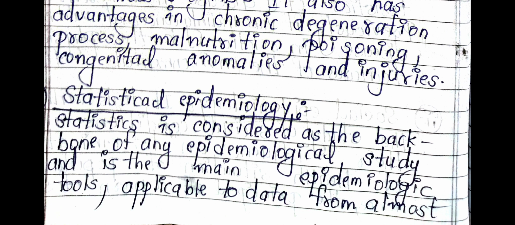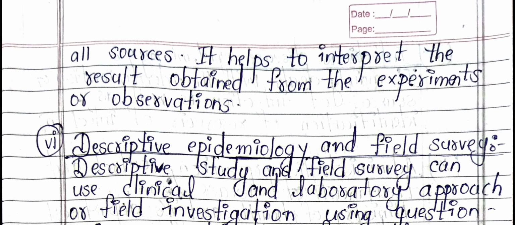Statistical epidemiology. Statistics is considered the backbone of any epidemiological study and is the main epidemiological tool applicable to data from almost all sources. It also helps to interpret the results obtained from experiments or observations.